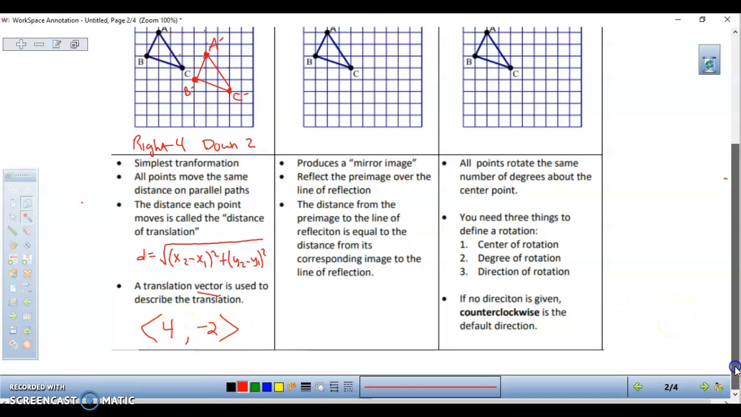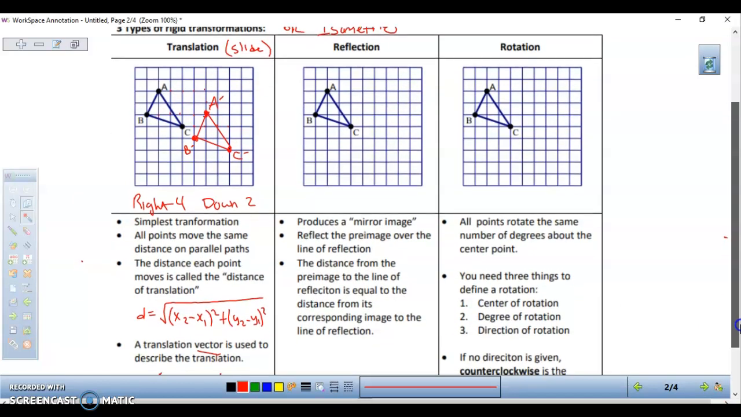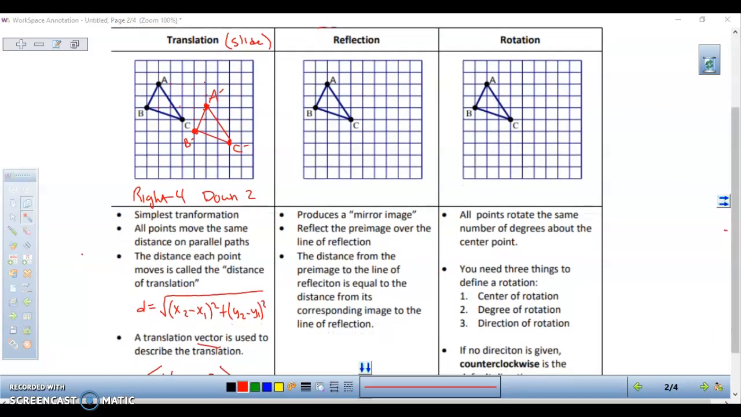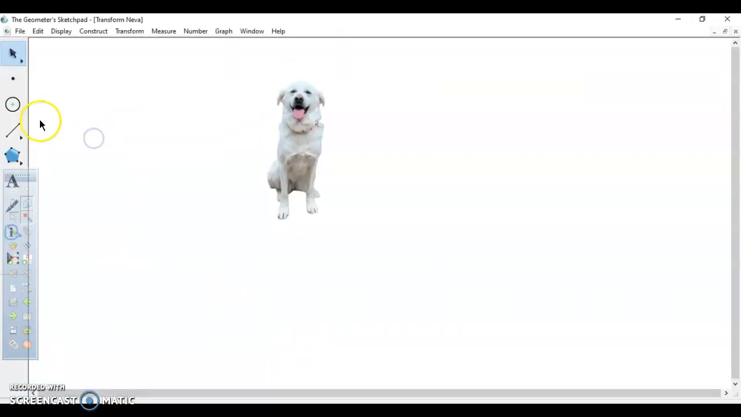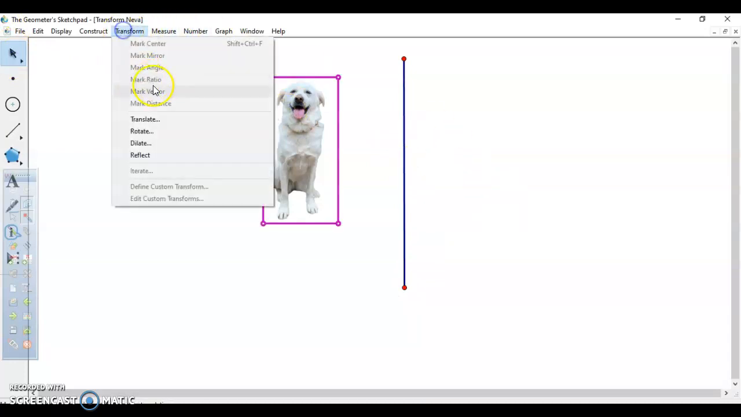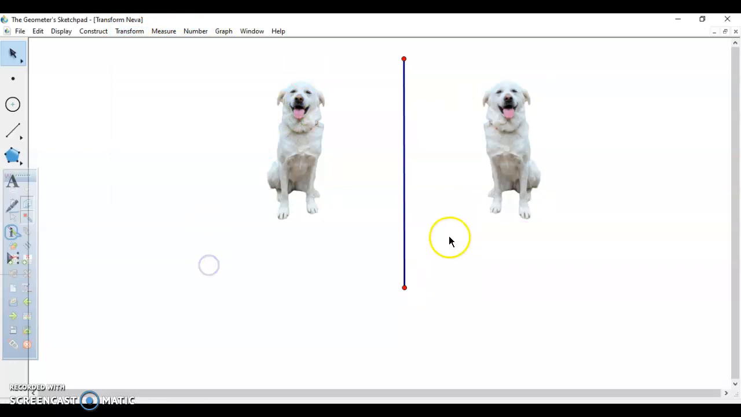The next type of isometry or rigid transformation we'll talk about is a reflection. This one will make a lot of sense. You guys know what a reflection is. It's going to produce a mirror image. So first thing I have to do is tell the computer where I want that mirror to be. So I'm just going to draw some line, and when I double click it, I'm saying, make that my line of reflection or my mirror. So now I'm going to reflect little Neva across that. There she is. You can see I got a mirror image.